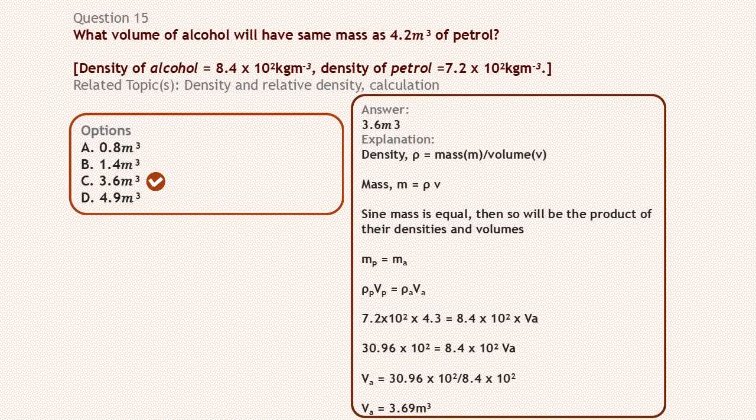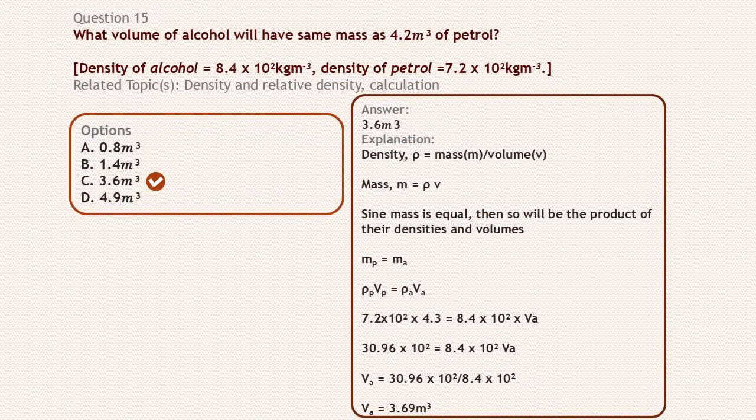So to begin with, let us equate their mass. Let's say the mass of the petrol is equal to the mass of the alcohol. Now here we said mass is equal to density times volume. So the mass of the petrol will mean the density of the petrol times the volume of the petrol, equal to the mass of the alcohol, which will be the density of the alcohol times the volume of the alcohol.